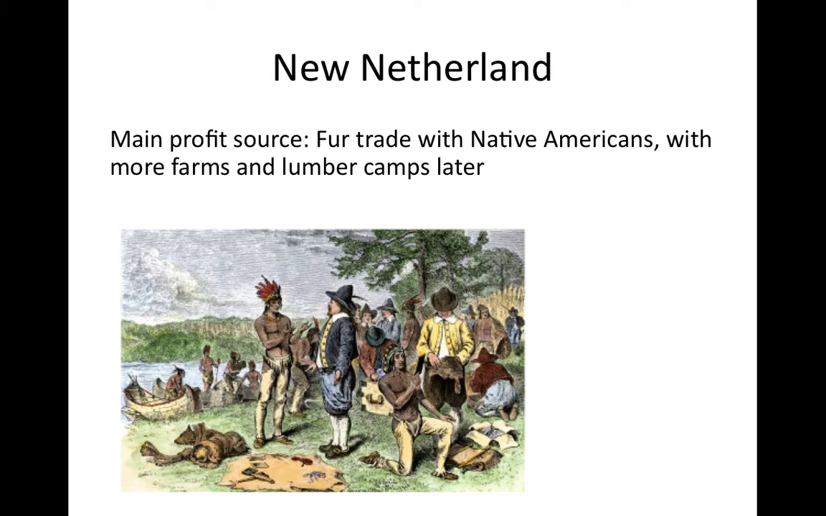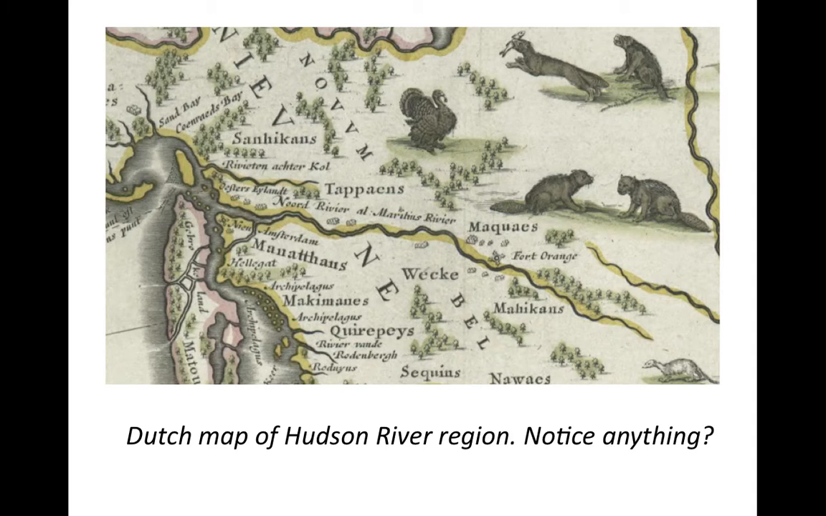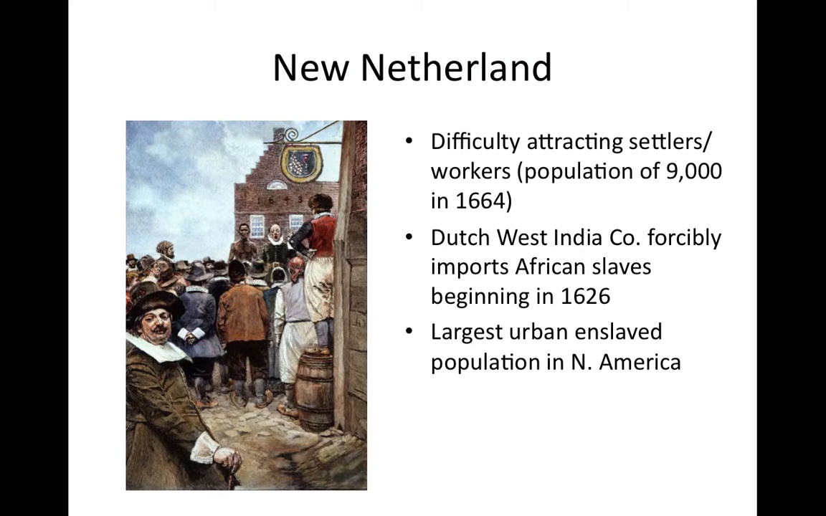What was the main profit source? Well, like with the French, the main profit source was the fur trade with Native Americans. Later on, some agriculture and some lumber camps emerged, but the fur trade was the most important thing. Now, what was the society like in New Netherland?